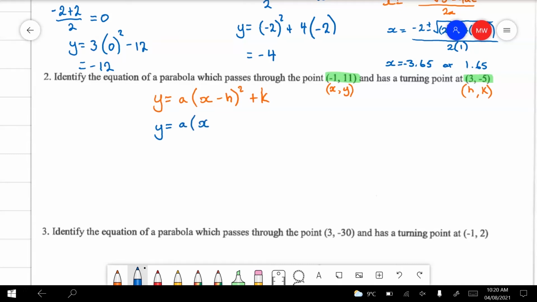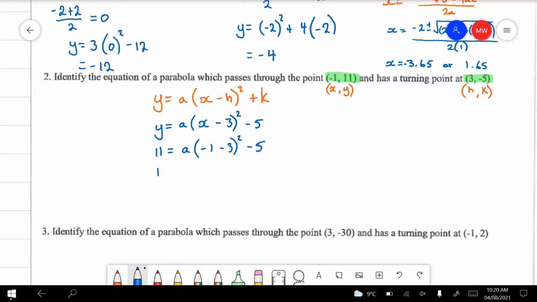We've got 3 as our h, so it will go in as a minus 3. We've got minus 5 as a k value, so it will go in as minus 5. We only switch the symbol on the one going into the brackets. Now we don't know what our a's are or our x's or y's, so what we'll do is we'll substitute in our x, y coordinates to solve for a. So y will become 11, still don't know a, x will become -1.